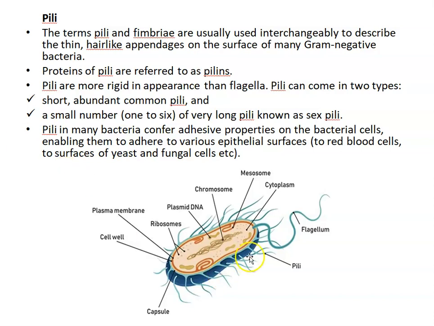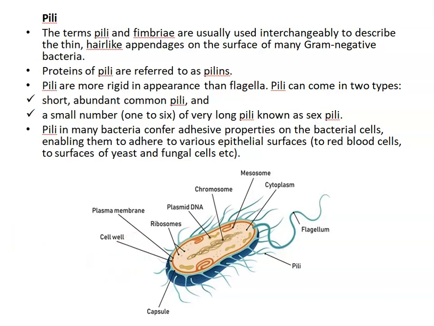These are pili present on the surface of the bacteria. Pili can come in 2 types, short and abundant, commonly present pili, right? And the second type, long pili, but less in number. Number ranges from 1 to 6. These pili are called sex pili, right?